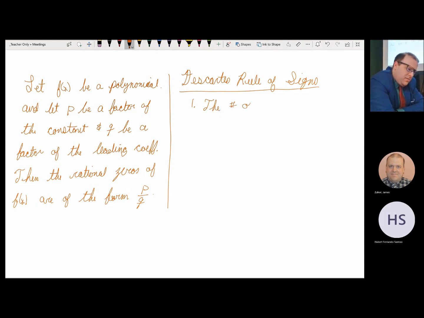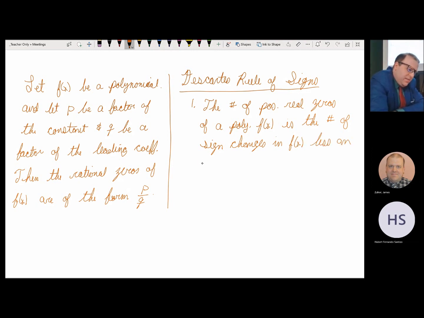So the number of positive real zeros is the number of sign changes in f of x, less an even number. And so positive real zeros, number of sign changes that occur in f of x, less an even number, sorry, not real.